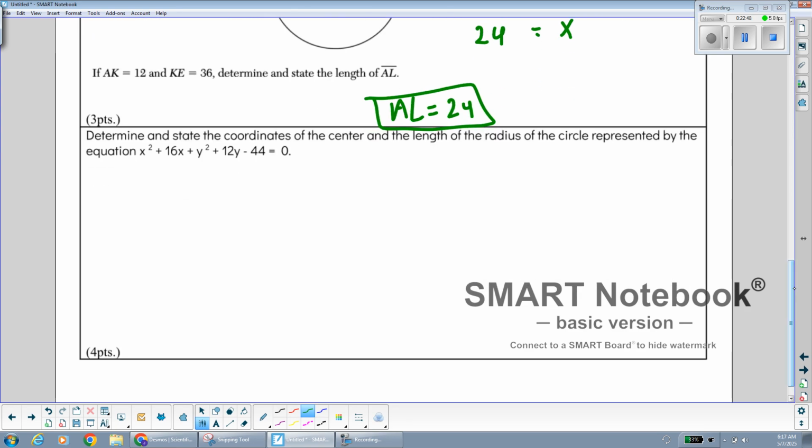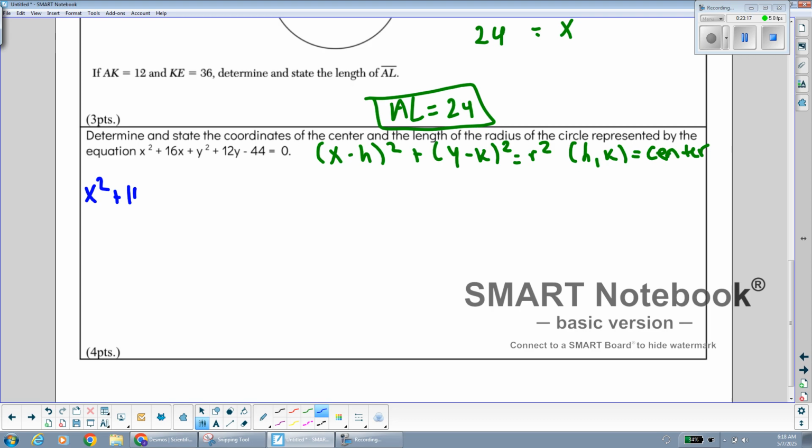Okay, moving down to the next one. In order to convert this equation into the regular equation of a circle, where we can clearly see the center and the radius, because remember, (h, k) is the center of the circle and r is the radius, we do need to complete the square. I'm going to group the X terms together, and I'll leave a box because I am going to have to add something there. I'm going to group the Y terms together, and I'll leave a box.